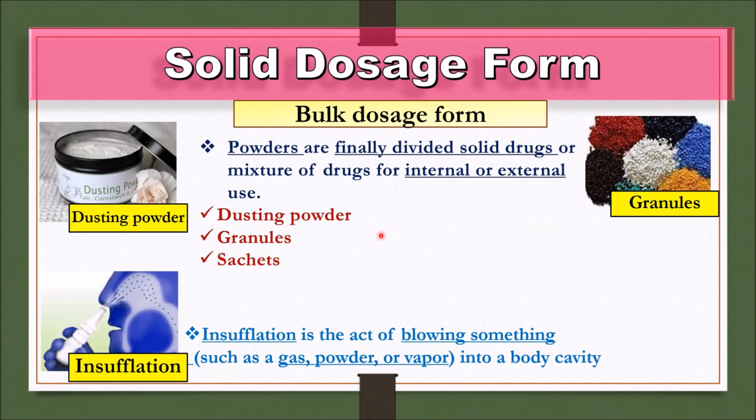Then we have insufflation. What are insufflations? These are the kind of medication by means of which we can blow. We have shown you an example of how to blow. So by means of insufflation, you can blow gas, powder and vapor into the different body cavities. So these are the insufflations.